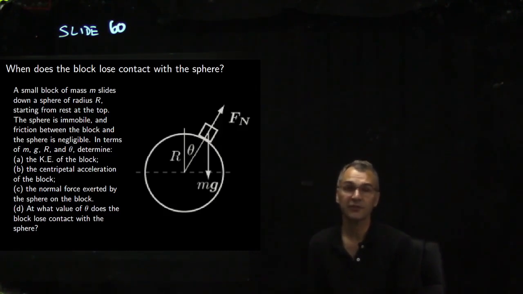It's at that instant when the necessary normal force switches from a positive pushing value to a negative pulling value that we say the block loses contact with the sphere. Because now in order to keep the block in contact with the sphere, the sphere would have to pull on the block, and the sphere is not able to pull on the block, it's only able to push on the block. So let's see if we can work that out.